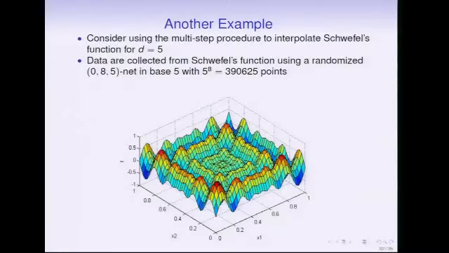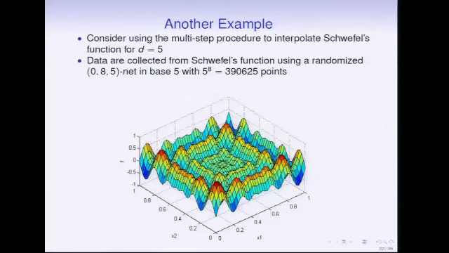So Schwefel's function, 5-dimensional. This is a 2-dimensional projection of this function. You can see there's a lot going on. It's pretty tough to interpolate, even if I gather 400,000 points from this function, and it's still tough.